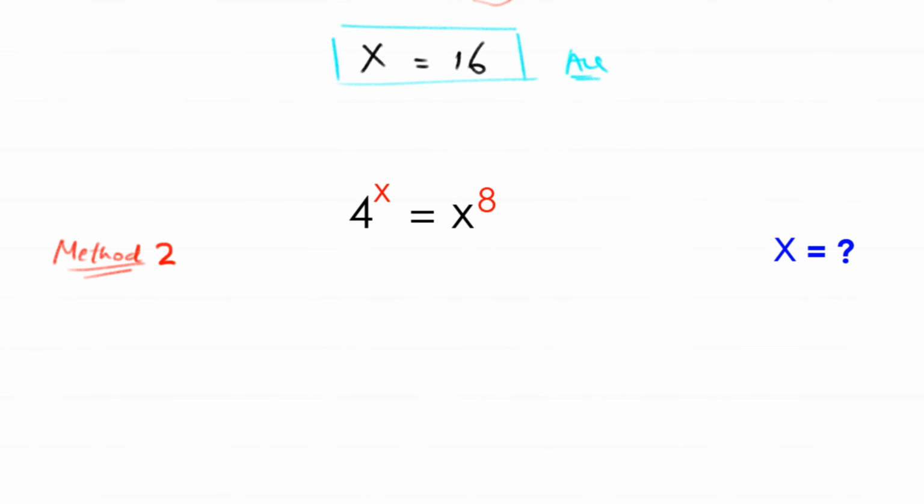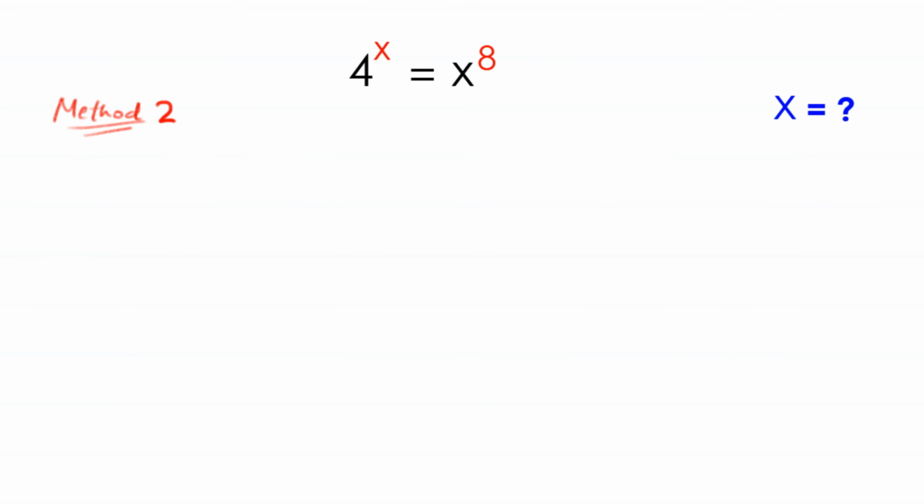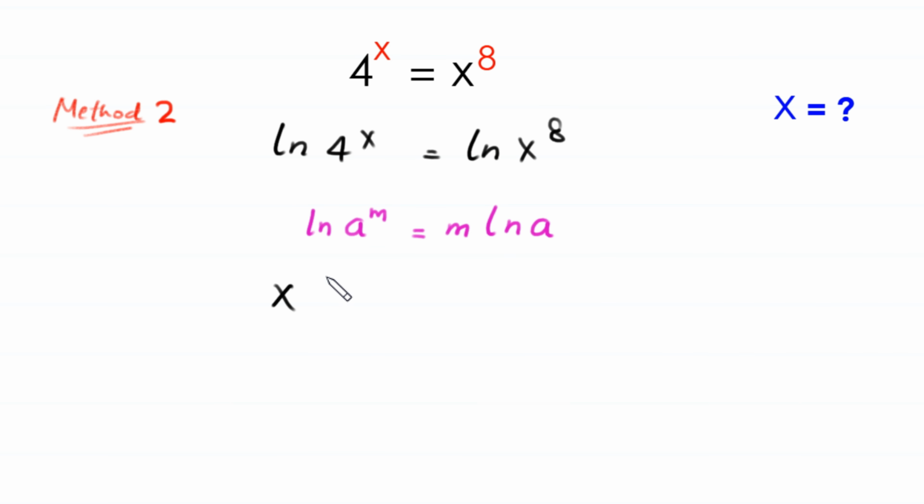Now let's solve this equation by method 2. In this method we take natural log of both sides. So this will become ln of 4 to the power x is equal to ln of x to the power 8. By using this natural log property, ln of a to the power m is equal to m times ln of a, this will become x times ln of 4 is equal to, this will become 8 times ln of x.